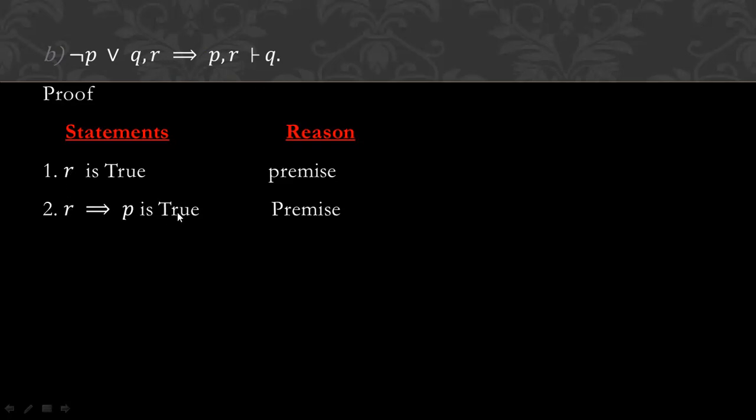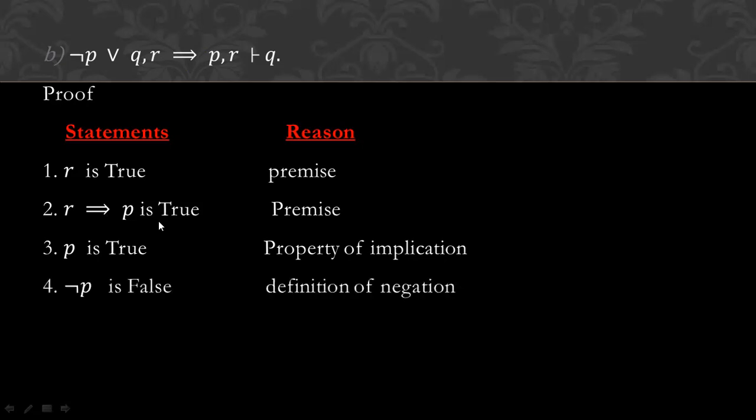Next, R implies P is also true because it is the other premise for this argument. But since R is true here, P must also be true, because R is the hypothesis, or simply the if statement, for this logical implication. Therefore, for this to be true, P must be true at the same time. So the next one will be P is true, from the definition of implication. The next one is negation of P is false, because here P is true, and the negation of a true statement is false.